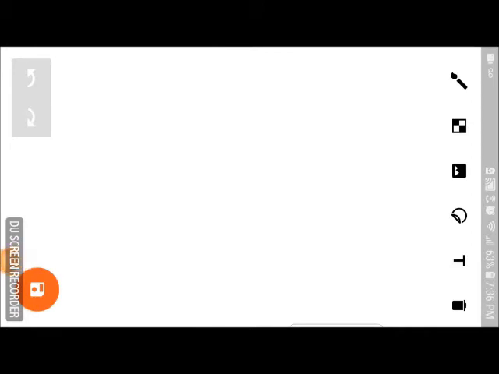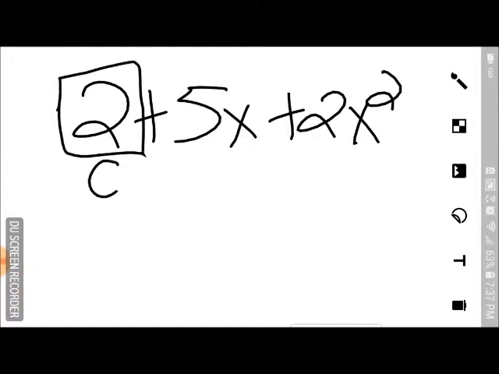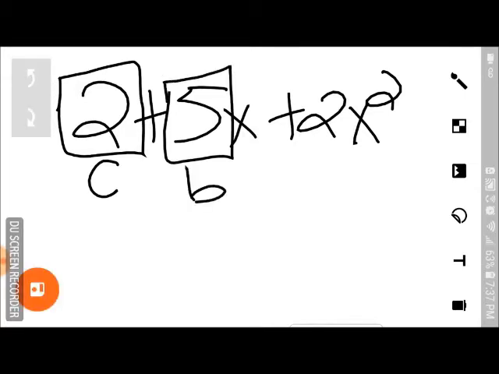So even if this is written a different way, say like 2 plus 5x plus 2x squared, we will still know that this first 2 is our c because it has no variable. The 5 before the x is our b because it's the coefficient before the x variable. And the 2 coefficient before the x squared term variable is a.